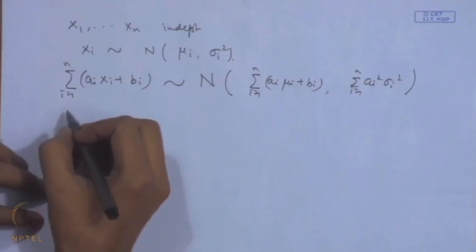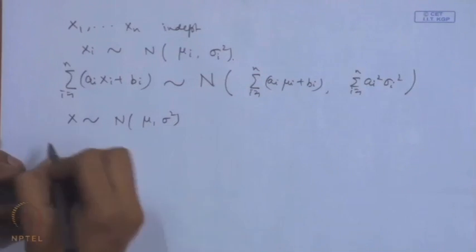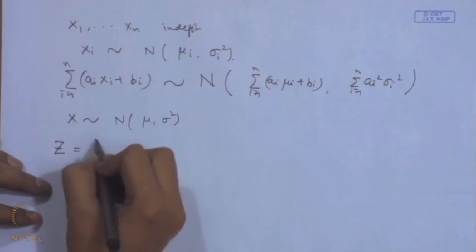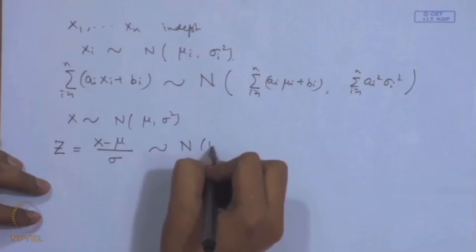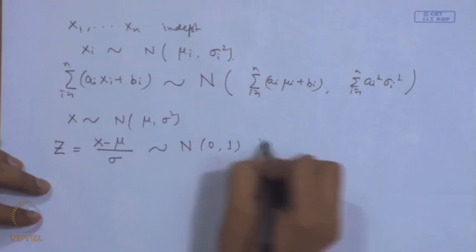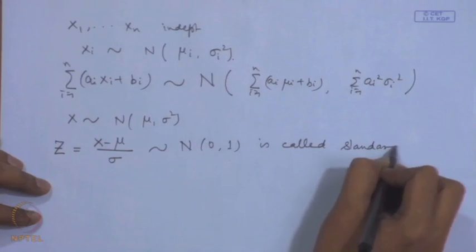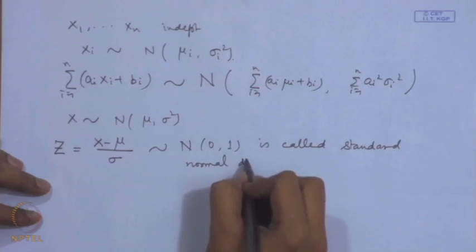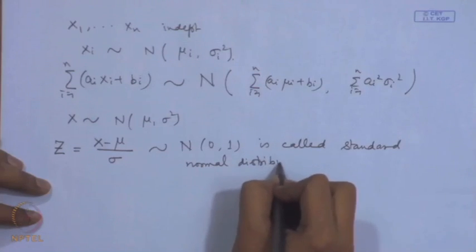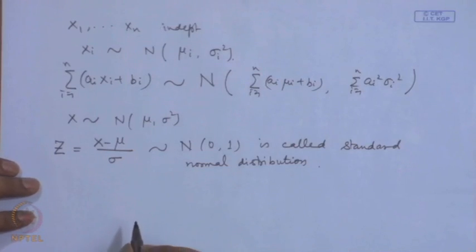Now, let us consider this. If X follows normal mu sigma square, then by the linearity property, if I consider (X minus mu) by sigma, then that will follow normal 0, 1. This is called the standard normal distribution.